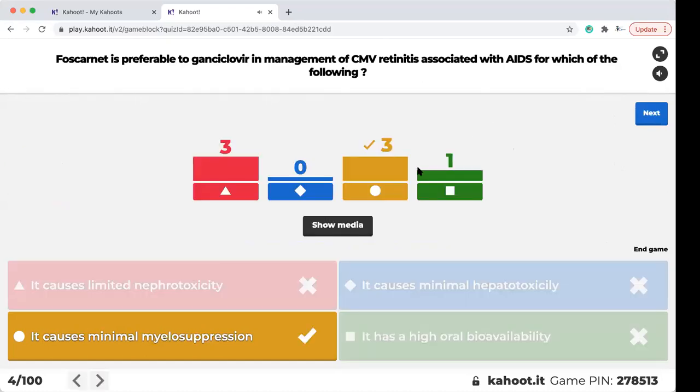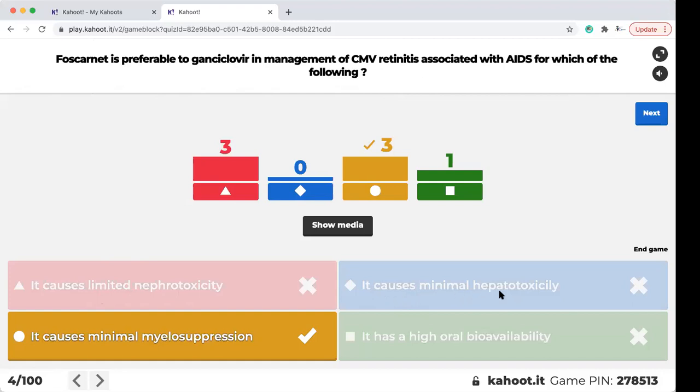Okay, so half of you got it right that foscarnet is preferable to ganciclovir in management of cytomegalovirus retinitis associated with HIV. So the question is asking what is the advantage of foscarnet over ganciclovir, or what is present in foscarnet that is not present in ganciclovir. It will cause limited nephrotoxicity? No, this is a disadvantage of foscarnet, that it will cause nephrotoxicity, unlike ganciclovir. So A is wrong.